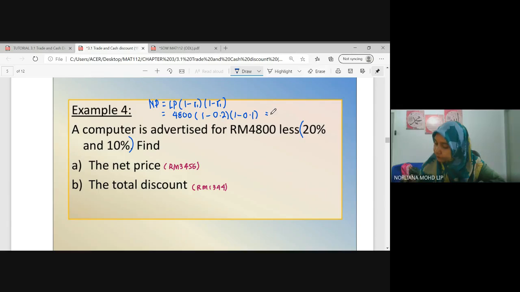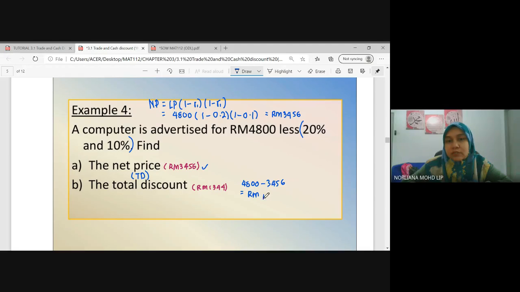We get 3,456. So this is the price after the 20% and 10% discounts. And then the total discount given, the total trade discount. You know the original price, $4,800, minus the net price 3,456. So we get the total discount is 1,344.